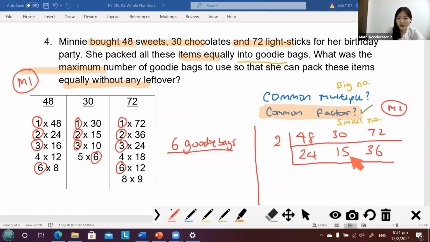And then you check again, what can all of them be divided by? Yes, so that will get you 3. So you divide them again. This is 8, 5, 21.